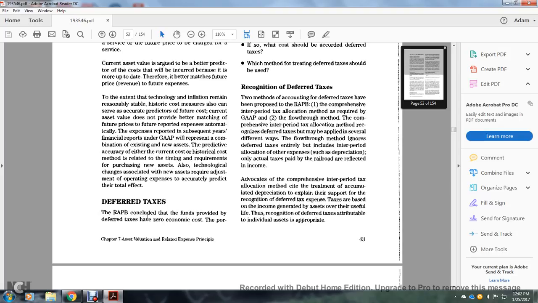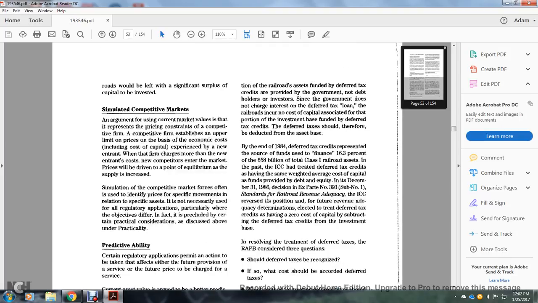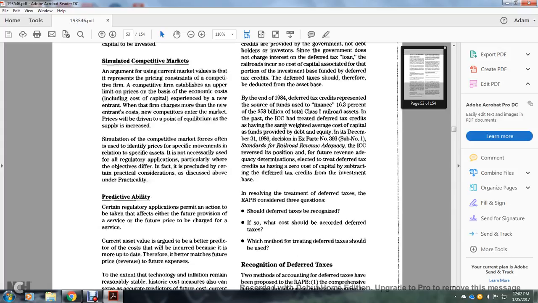Deferred tax. The Railroad Accounting Principles Board concluded that the funds provided by deferred taxes have zero economic cost, since the railroad assets funded with deferred tax are provided by the government, not by debt holders or investors, and the government does not charge interest on the deferred tax loan. Otherwise the railroad would incur the capital costs associated with the portion of the investment base funded by the deferred tax credit. The deferred tax should therefore be deducted from the asset base.